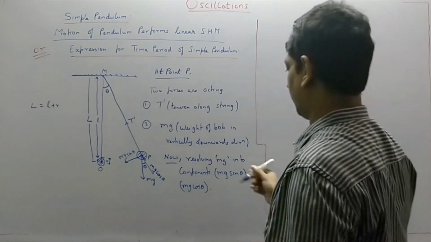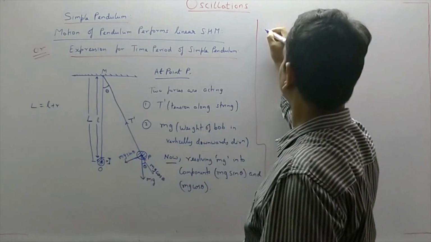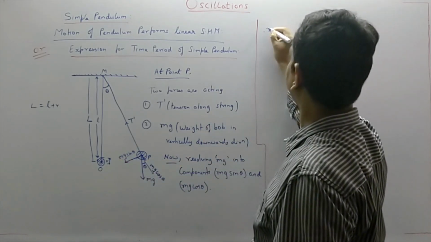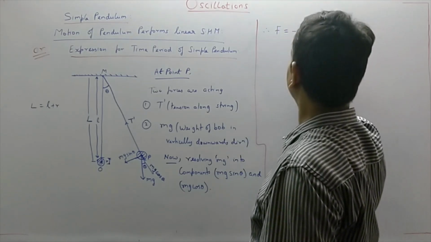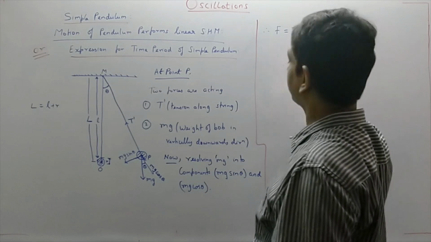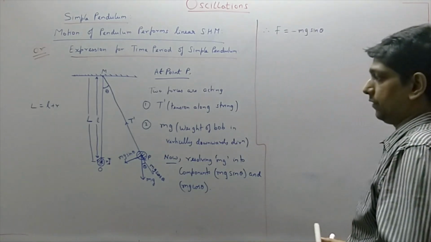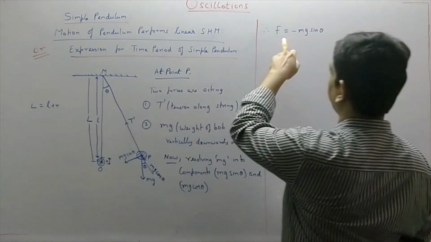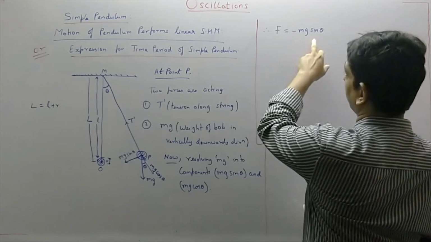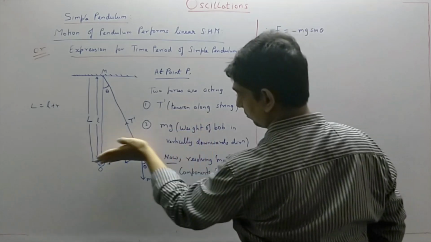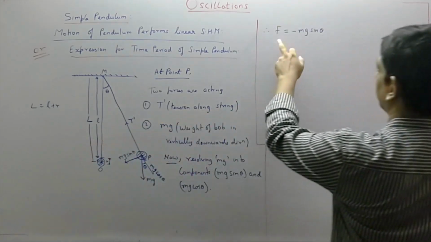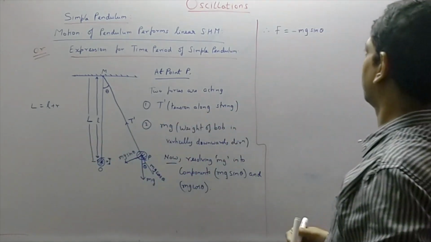Therefore mg sin theta is the unbalanced force acting at point P, therefore F equals minus mg sin theta. Now why is there a minus sign? The negative sign indicates that force and displacement are in opposite directions. So when the body is going this side, the force acting is in this side, mg sin theta. So force equals minus mg sin theta.